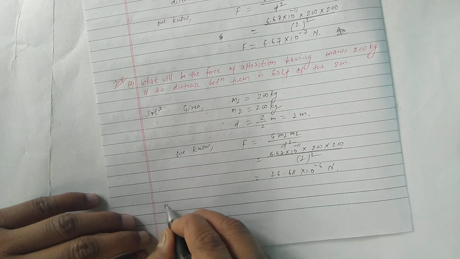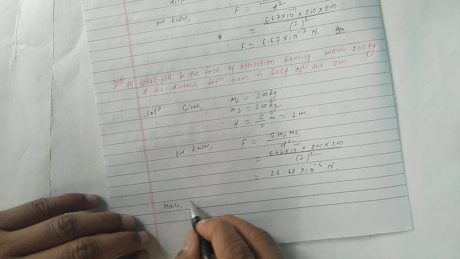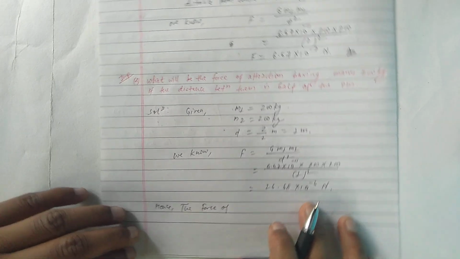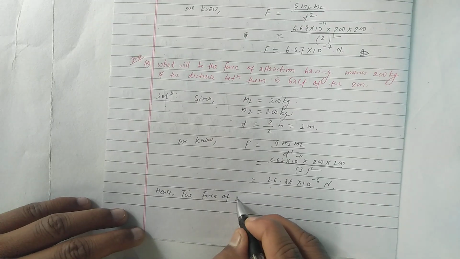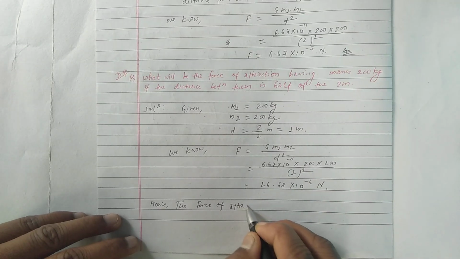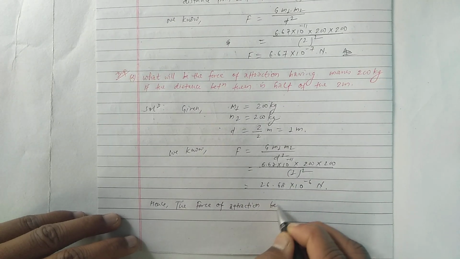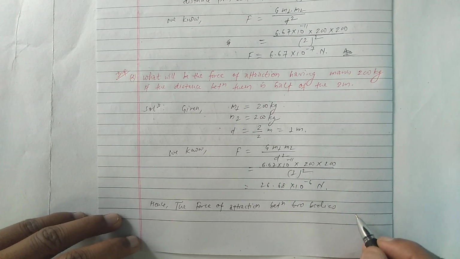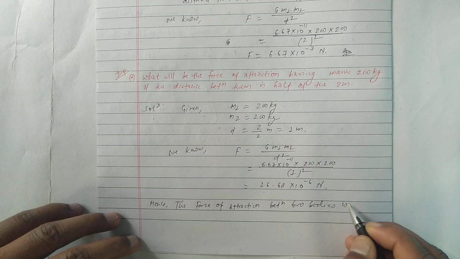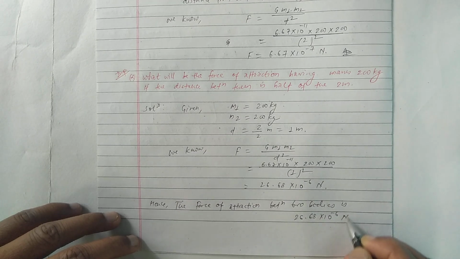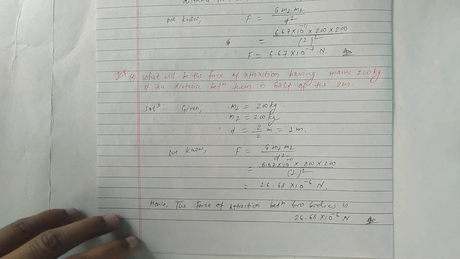So you can write here in conclusion, hence the force of attraction between the two bodies is 26.68 into 10 to the power minus 6 Newton, which is our required force of attraction.